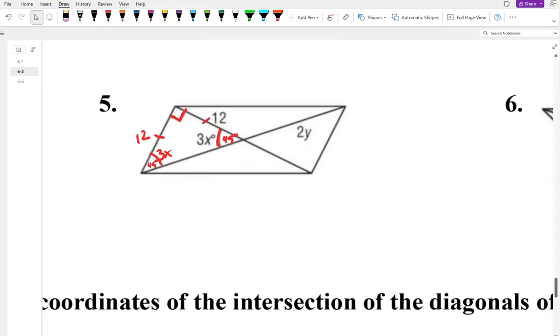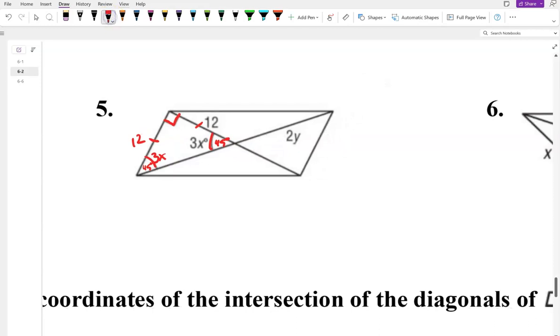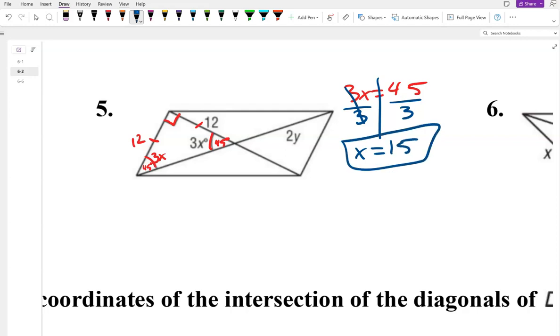Okay, well that helps me with solving for x, right? Because that means 3x is just equal to 45. Right? So divide by 3, x equals 15. So x is done, right? Just by knowing, hey, it's a 90-degree angle, it's an isosceles triangle, 45, 45, 90.